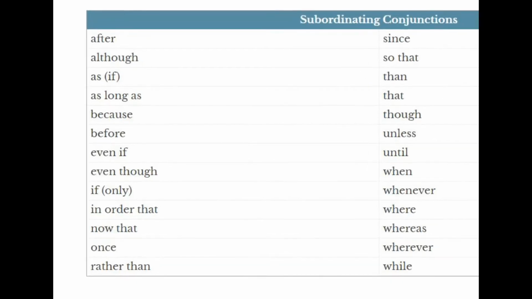Here's a big list of some common subordinating conjunctions, words like after, although, as, or as if, as long as, because, before. You probably recognize that some of these words can be prepositions at times, or a variety of other parts of speech, depending on how they are used.